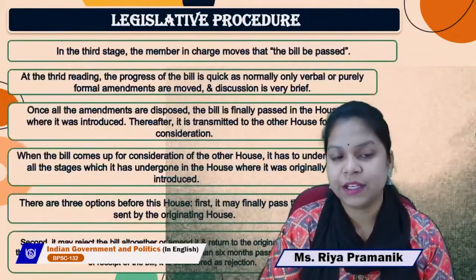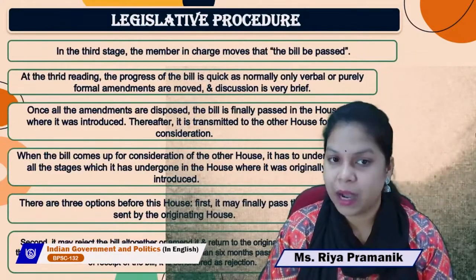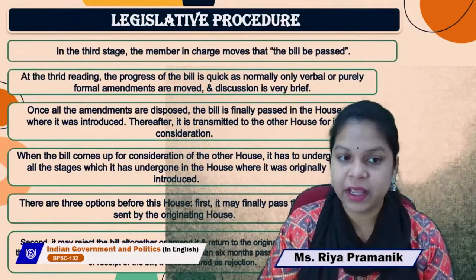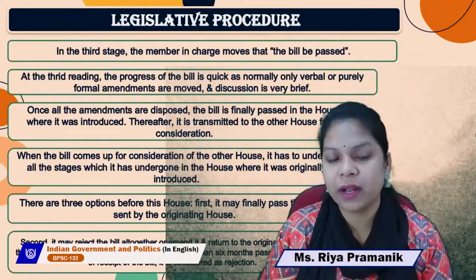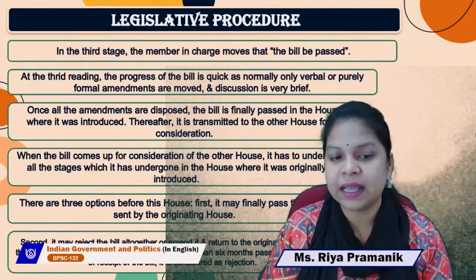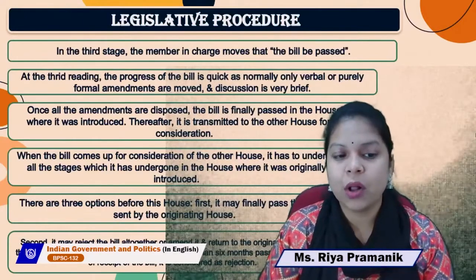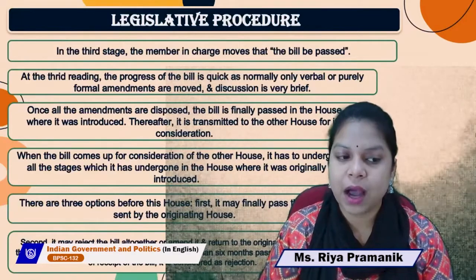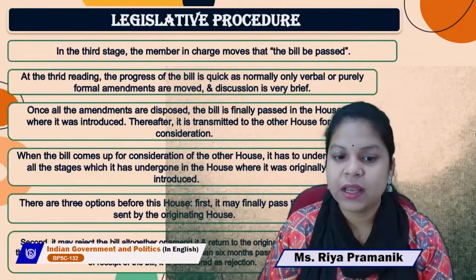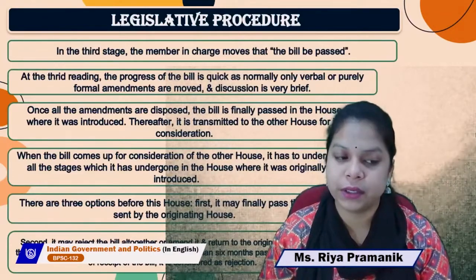In the third stage, the member in charge moves that the bill be passed. At the third reading, the progress of the bill is quick as normally only verbal and purely formal amendments are moved and discussion is very brief. Once all the amendments are disposed, the bill is finally passed in the House where it was introduced. Thereafter, it is transmitted to the other house for its consideration.